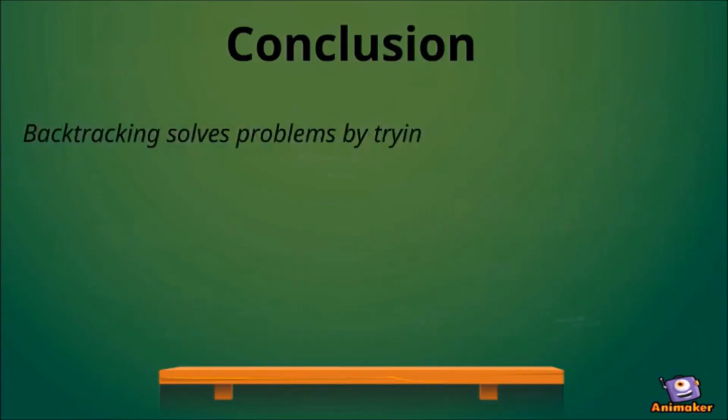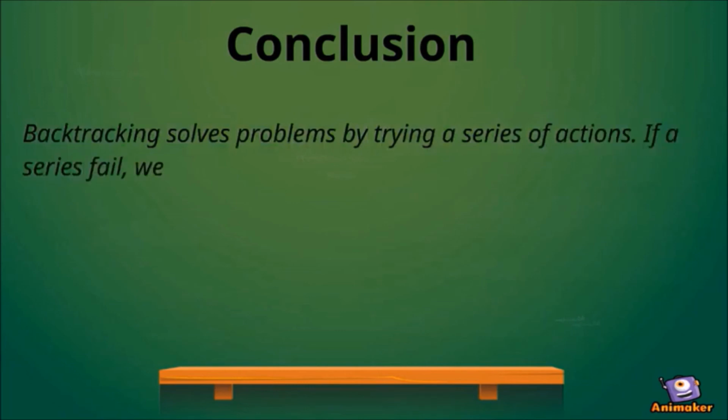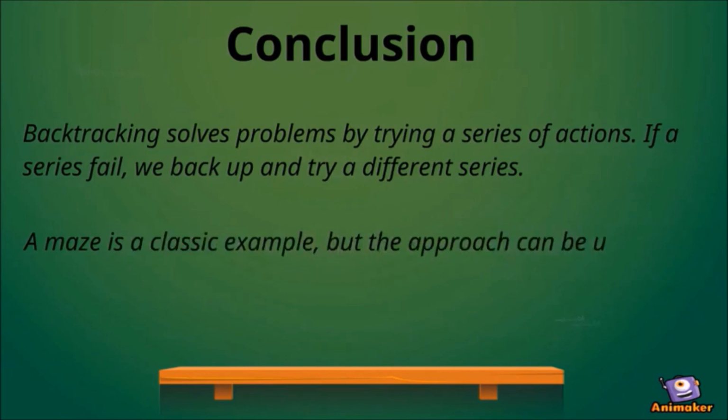Conclusion. Backtracking solves a problem by trying a series of actions. If a series fails, we back up and try a different series. A maze is a classic example, but the approach can be used on a wide variety of problems.